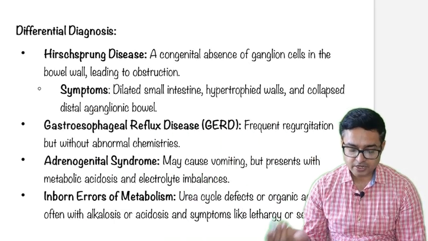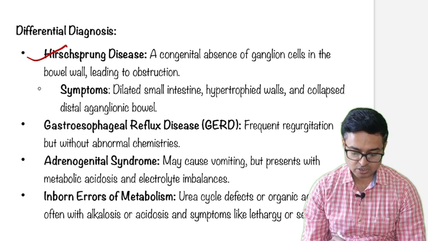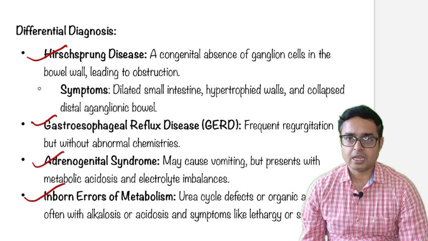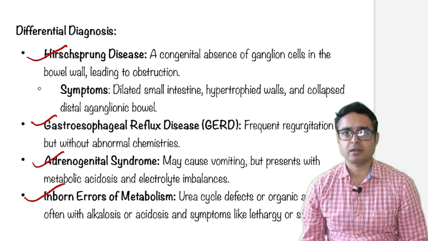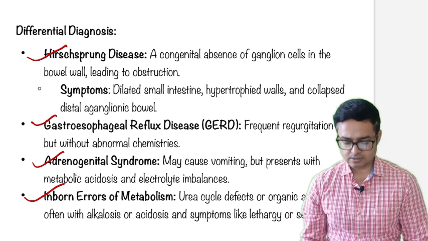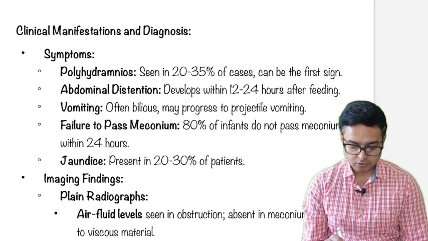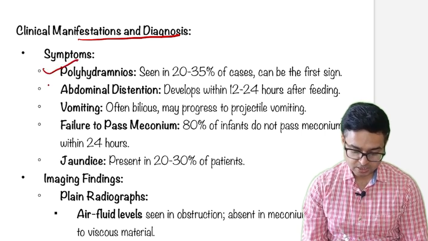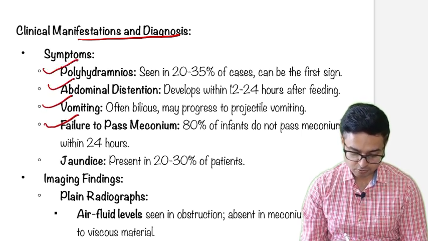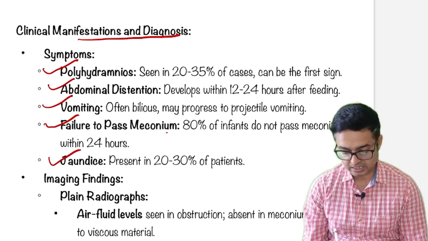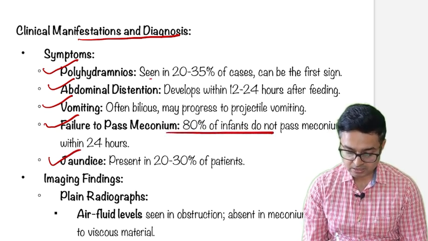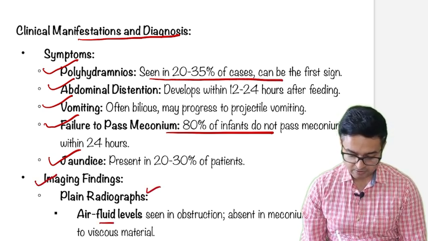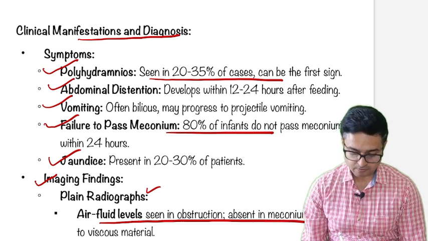What are the differential diagnoses? As we know, Hirschsprung disease, GERD, adrenogenital syndrome, and inborn errors of metabolism. Basically, any surgical condition that can cause obstruction. Clinical manifestations and diagnosis: polyhydramnios, abdominal distension, vomiting, failure to pass meconium, and jaundice. Failure to pass meconium is seen in 80% of infants, and polyhydramnios in 20 to 35% of cases. Imaging findings: on X-ray, air fluid levels are seen in obstruction, and air is absent due to viscous meconium material.